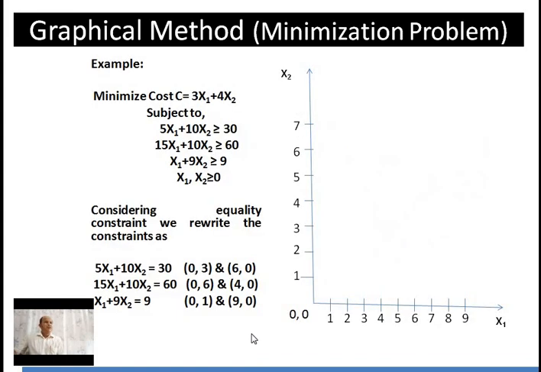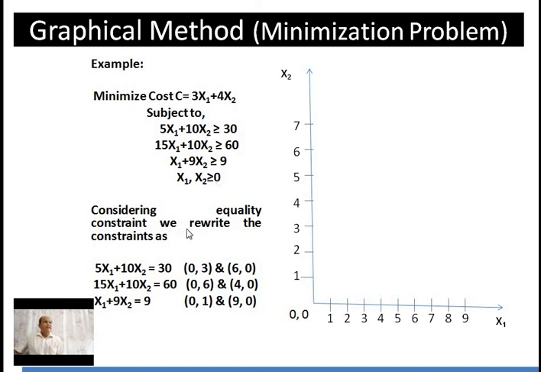Now let us take an example of a minimization problem. Minimize cost c is equal to 3x1 plus 4x2 subject to 5x1 plus 10x2 greater than or equal to 30, 15x1 plus 10x2 greater than or equal to 60, x1 plus 9x2 greater than or equal to 9, and x1, x2 greater than or equal to 0.